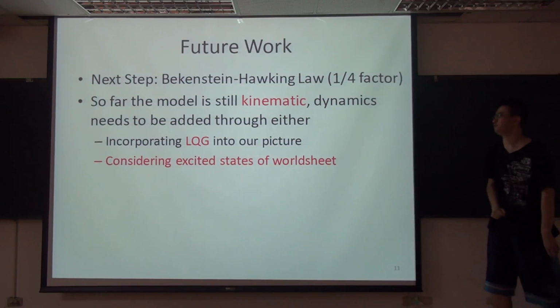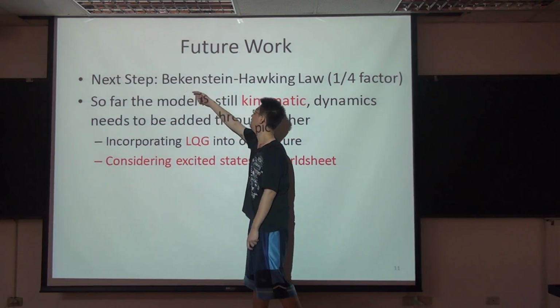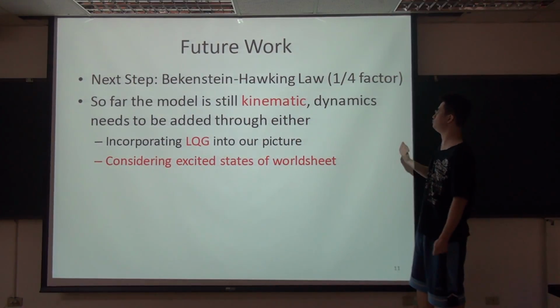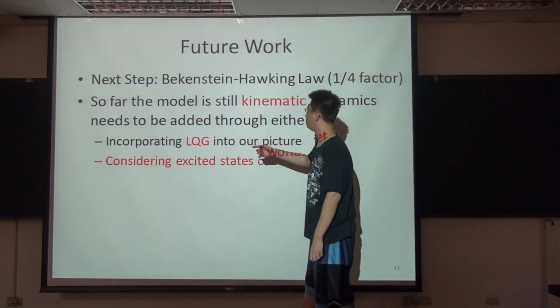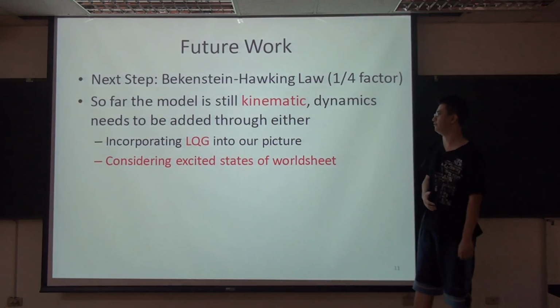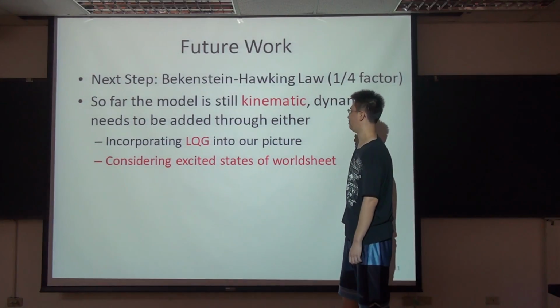So finally, that's the future work. The next step of our work is basically to try to obtain the Bekenstein-Hawking law, because we already have all the steps, so we can compute the entropy. And also, so far the model is still kinetic. There's no Hamiltonian for the gravity side. So we need to add back the dynamics of the gravity part.